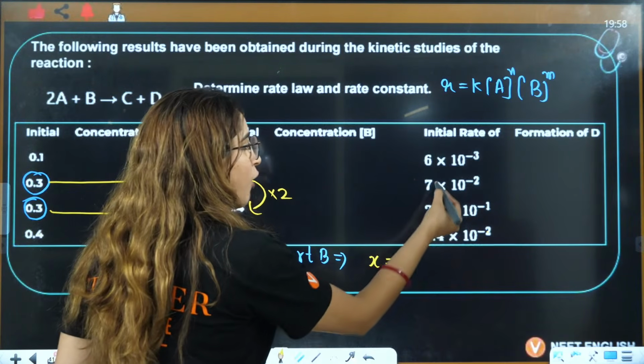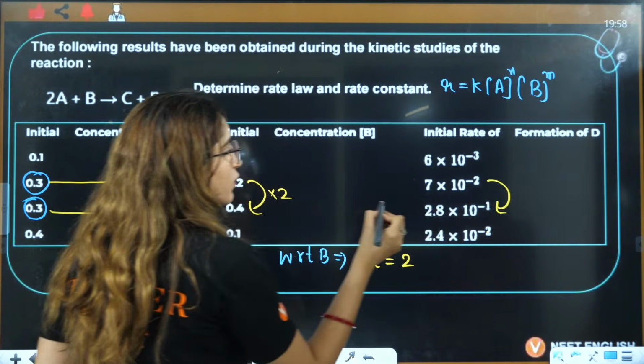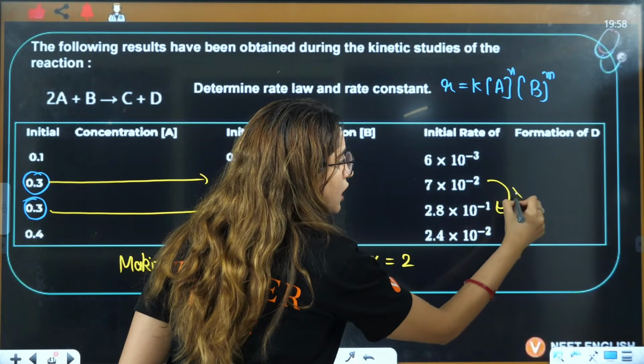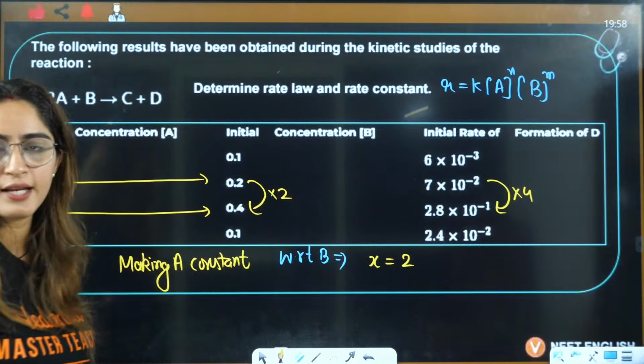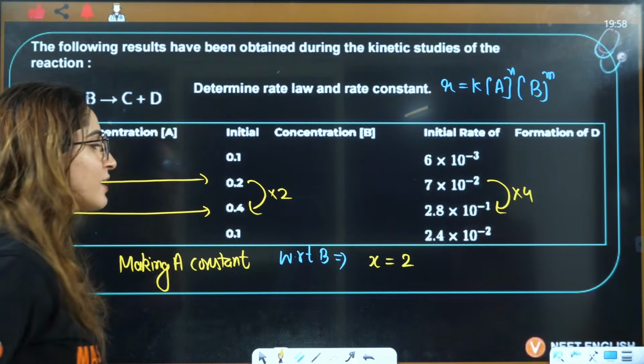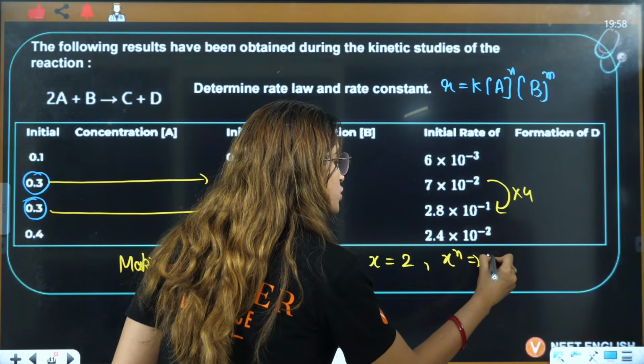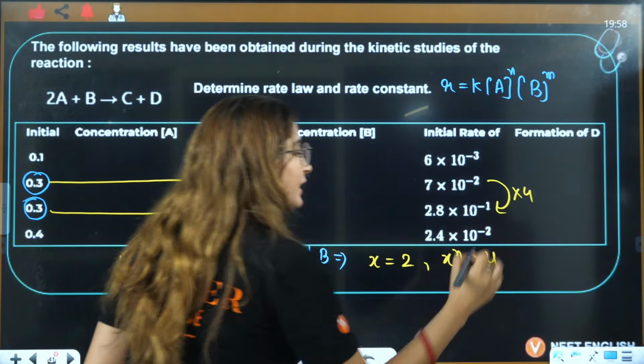And how much is the rate increasing? 7, 4, 28, right? It is 4, so this will be 4 times. So can I say x raised to power n is 4? The rate is increasing 4 times.